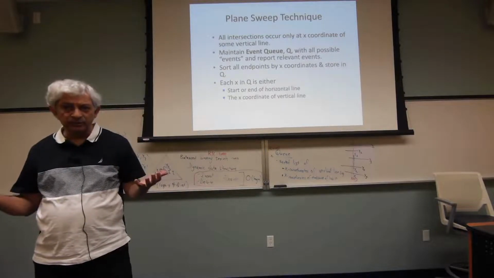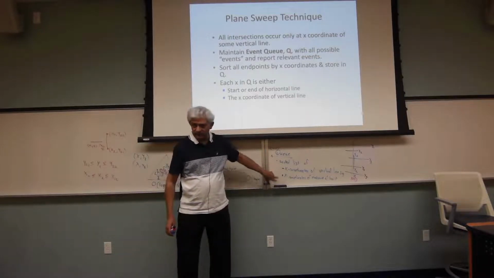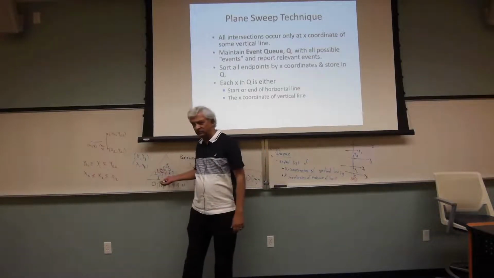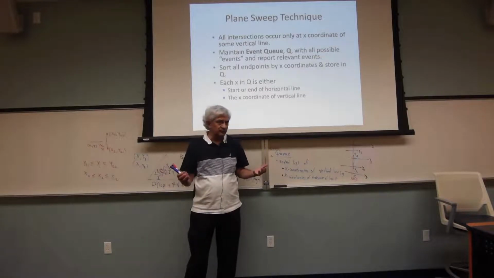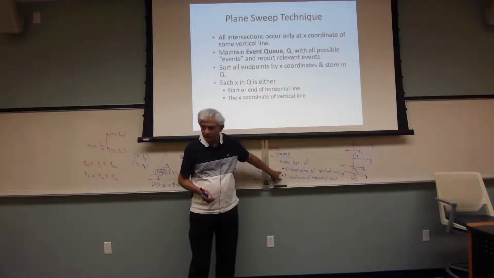That's what we're going to assume. So therefore, when it hits the x coordinate of a vertical line segment, it simply does what I just described here and reports all the intersections. So the key thing is what happens with the x coordinates of the horizontal line segments.